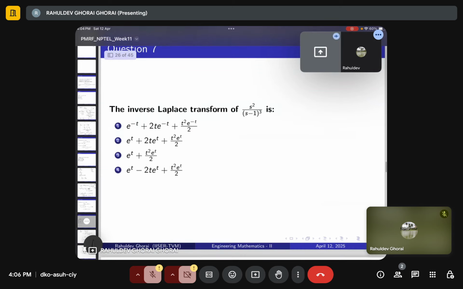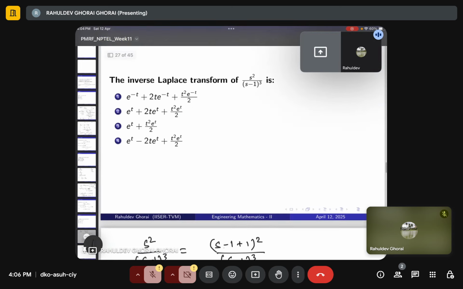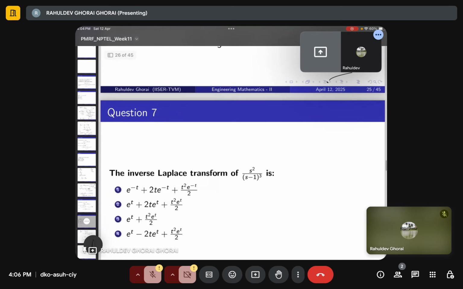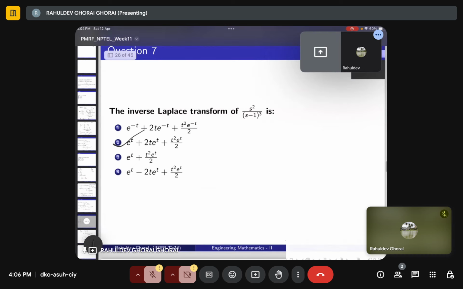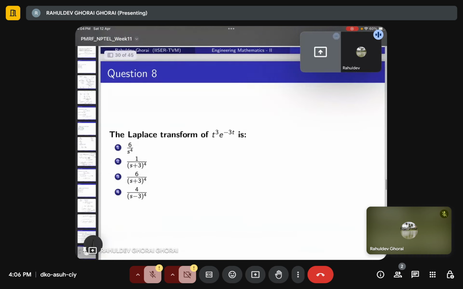Okay, e to the power t plus 2t e to the power t, and this one will be correct. Answer is also given to you. And move to the next, eighth question.